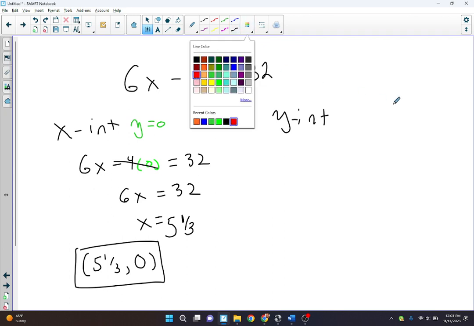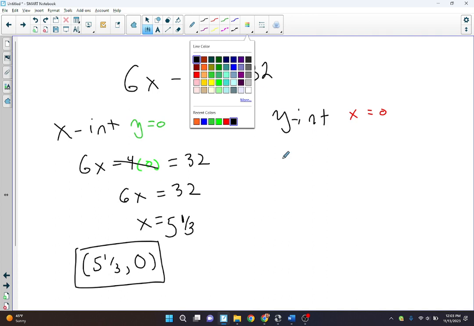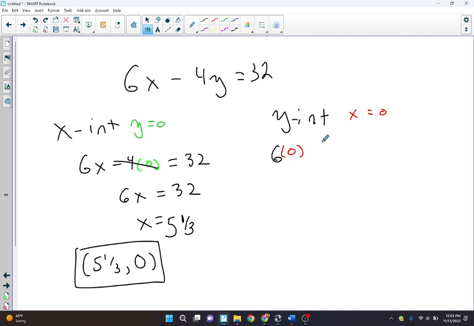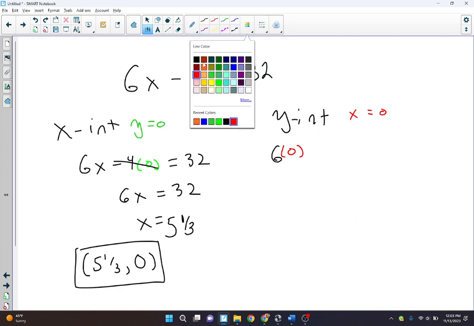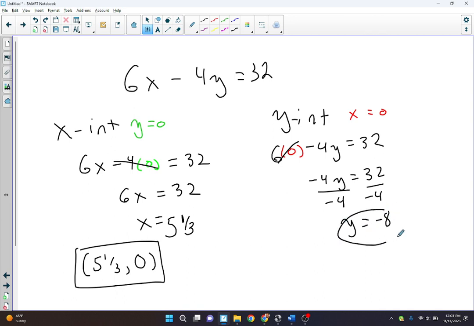The y-intercept, you make x equals 0. So in this case, 6 times 0 minus 4y equals 32. Cross that out. Negative 4y equals 32. Divided by negative 4 on both sides. Y equals negative 8. So it's 0 comma negative 8. Okay.